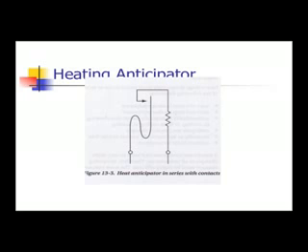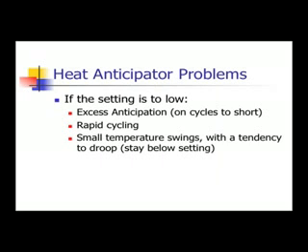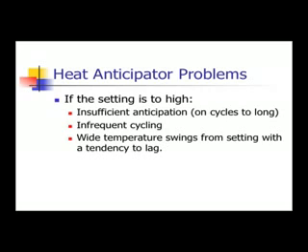Adjustable anticipators must be set to the amperage of the gas valve or the heating relay. This is an example of a heat anticipator that's in series with the contacts. So if the contacts are closed, the anticipator is energized. If the contacts are open, the anticipator is not energized and not providing heat.